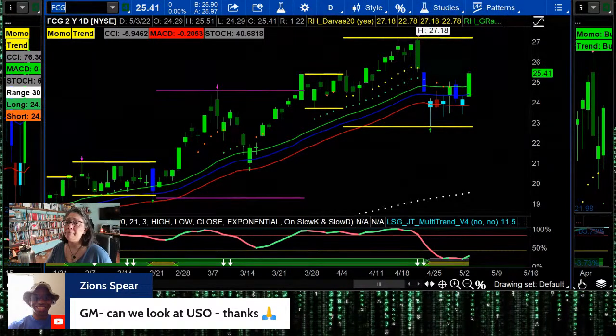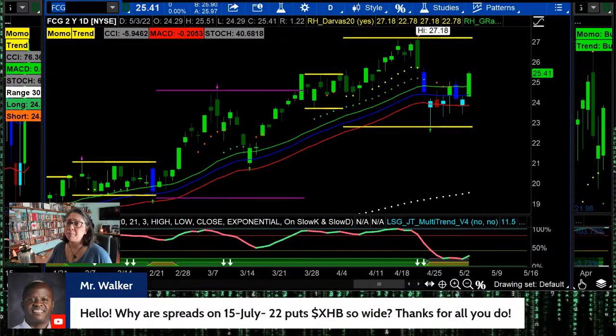All right. Next up is, why are the spreads on the July 15 XHB so wide? Hang on here, let me take a look. My platform's over here. Well, my friend, take a look at the open interest. There is none. Am I looking at the right symbol you're asking me for?